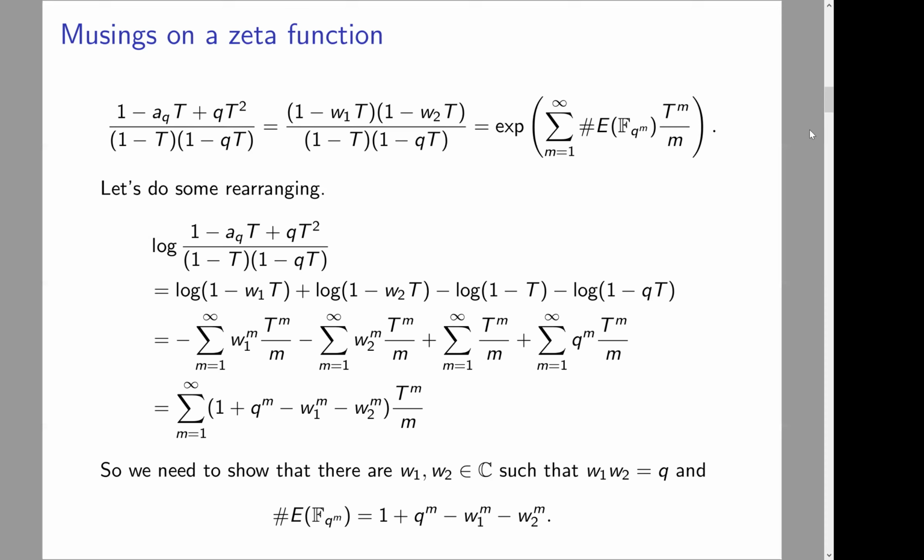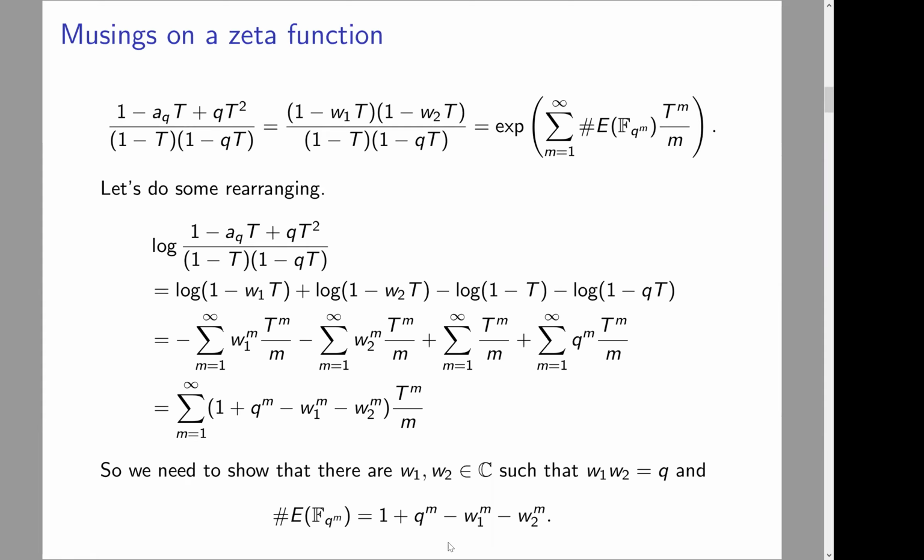So this equality, the zeta function of the elliptic curve equaling the desired rational function, is equivalent to showing this. It's equivalent to showing that the number of points of our elliptic curve over the finite field of size q to the m is precisely given by a formula like this: 1 plus q to the m minus w1 to the m minus w2 to the m, where w1 and w2 are complex numbers whose product is q. Once we have that, that will show us that the zeta function has to be of this form.